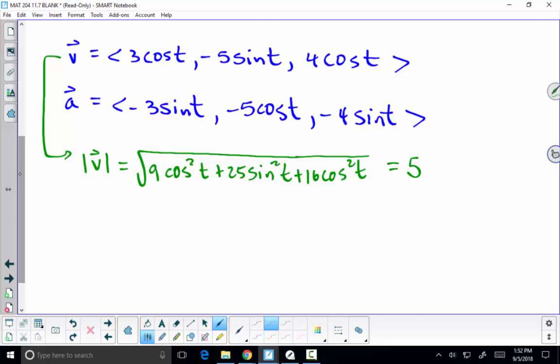So what is this telling us then? If we have constant speed, it means that our path is in 3-space on a sphere. So we're on a sphere, and that ellipse is a path sitting on that sphere. That elliptic path is a subset of the sphere of radius 5. All right, let's keep trucking.